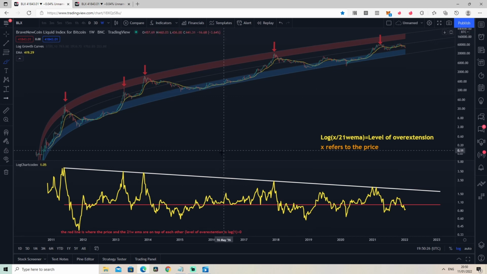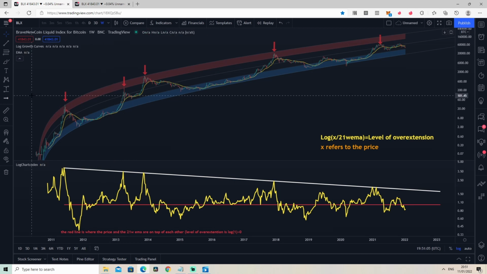So we're going to start with the logarithmic indicator, which is defined by the equation right here: the log of the price, where X is the price divided by the 21 weeks EMA, equals the level of overextension, which is right here on the right y-axis. This indicator basically uses the 21 weeks EMA as a signal to see whether we are overextended or not, since there is always this idea around the market that whenever we are above the 21 weeks EMA, then things are bullish, and whenever we are below it, then things are bearish. So this indicator basically shows how far away we are from our 21 exponential moving average.